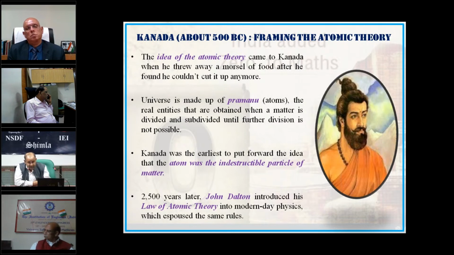So again, we need to believe that Kanada Rishi was the one, who is also known as Kashyap Rishi. He was the one who could conceive of an atom, and Paramanus and atoms earlier.